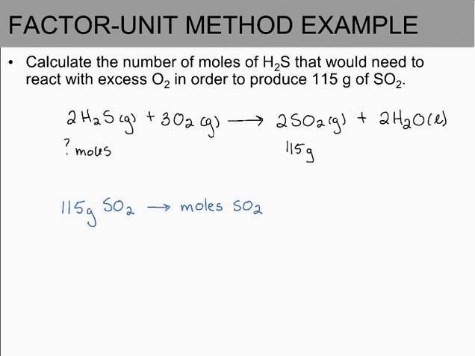Now, in order to go from grams to moles, we need the molar mass of SO2. So we'll do that calculation in a bit. And then to go from moles of SO2 to moles of H2S, we will need to use the ratios or coefficients from our balanced equation. Okay, so that's our plan of attack. Now, before we actually perform this calculation, let's determine what the molar mass of SO2 is.